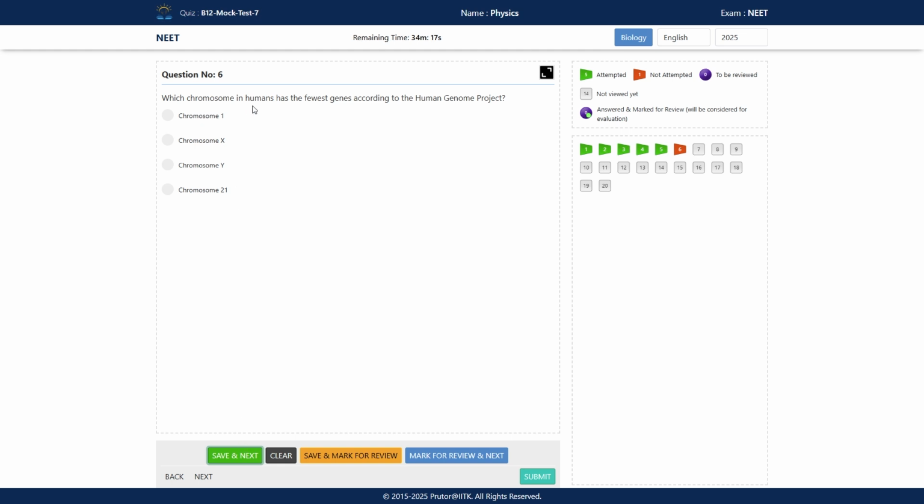So the question is, which chromosome in humans has the fewest genes according to the Human Genome Project? The options are chromosome 1, chromosome X, chromosome Y, or chromosome 21. What is the correct answer?